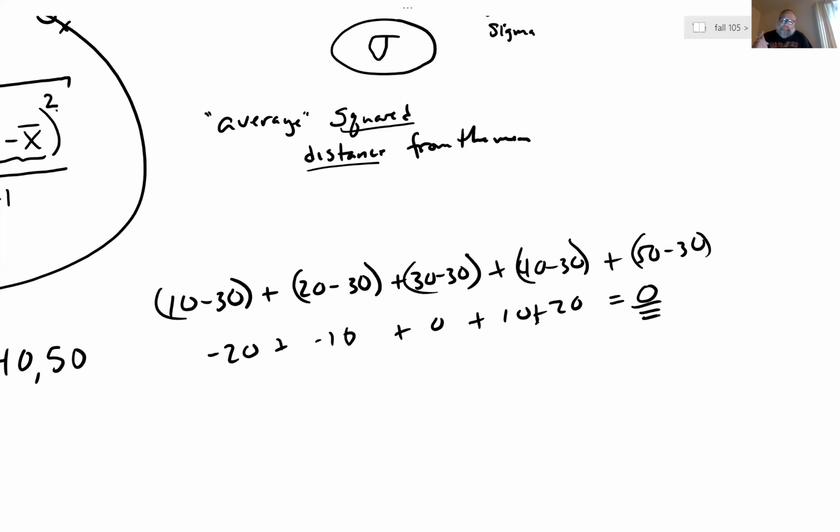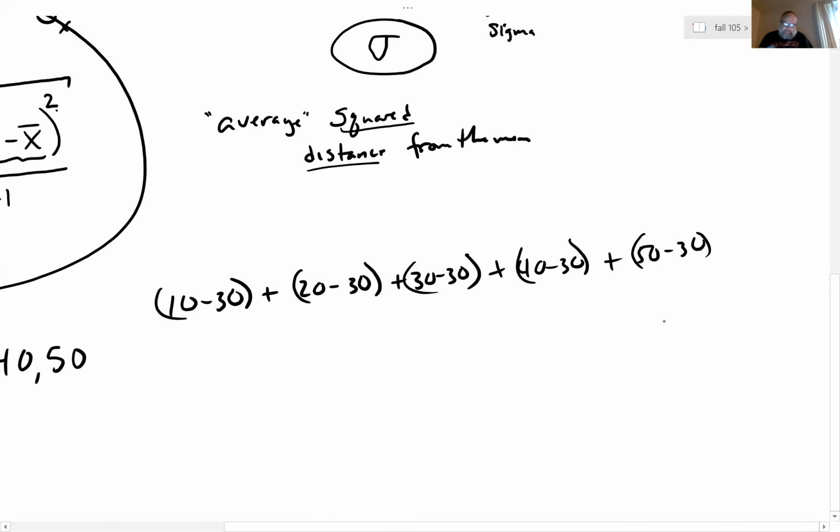That is not helpful. So I need a way to make these negative ones positive. So the way we're going to do that is square them. Someone might say, well, could you take the absolute value? You can, but it doesn't work as well, and it's not as good in higher level statistics to do that. It doesn't accurately represent what goes on in the real world. So we square things, and it actually works better.